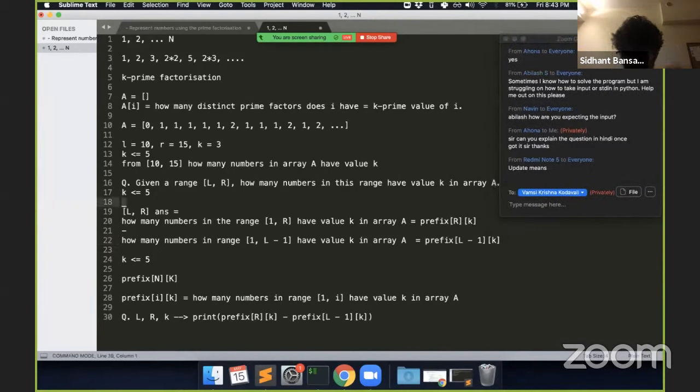So is everyone clear with the broad idea of the question? Originally we had this question. First we said we'll create this array A, which is basically the K prime value of each number. Then the question is reduced to finding, in the range L to R, occurrences of a specific value k in this array A. Then this is equal to the count in the range 1 to R, minus the count in the range 1 to L minus 1. We'll subtract these two and we'll get our answer. And this can be represented as a prefix sum. That's why I'm using prefix[i][k] here.